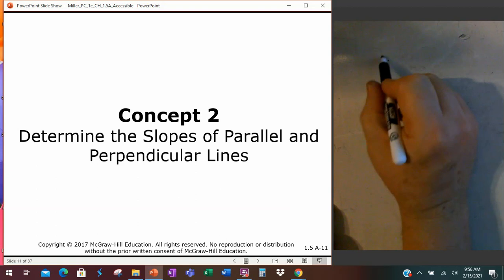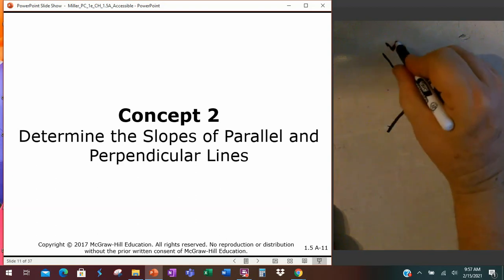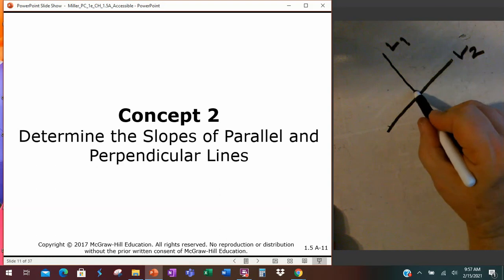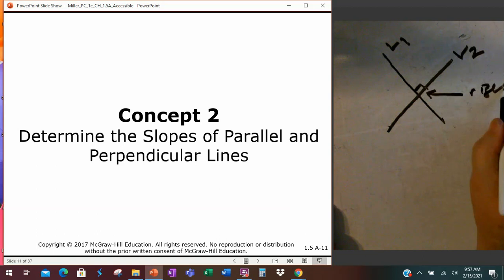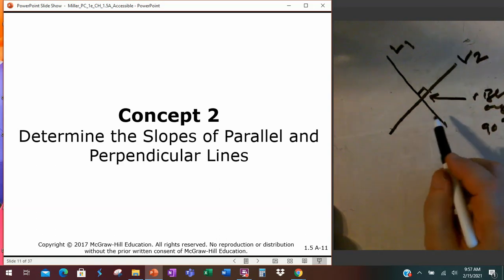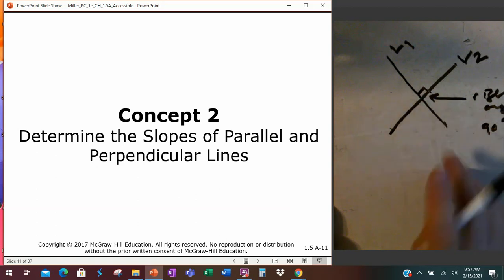Let's say I have two lines, and hopefully I'm going to do a good job of this. This is L1, here's L2, and this little angle in here is a right angle, which means 90 degrees. Okay, so that's the floor and the wall. Hopefully it's a good perpendicular wall. You walk up to it and everything is straight up and straight down.